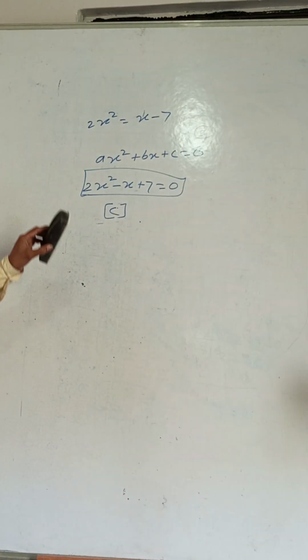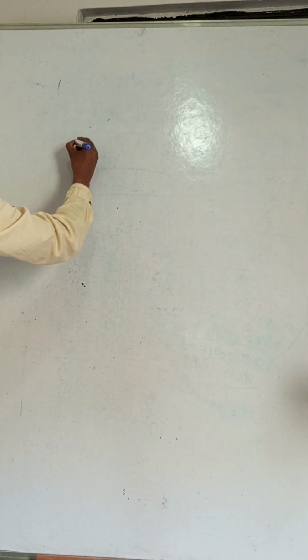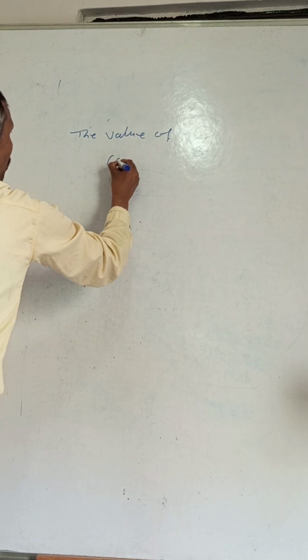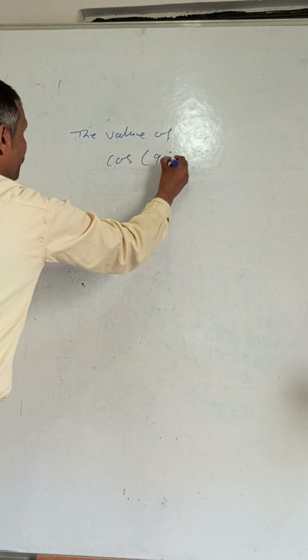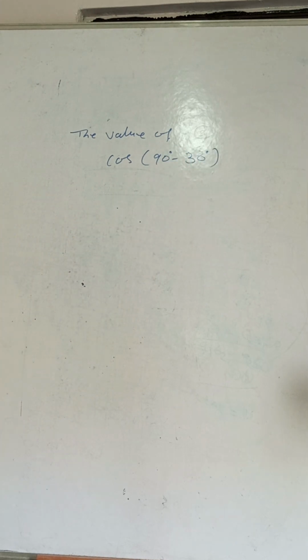Let's take the next question. In that, we will find the value of cos(90 degree minus 30 degree).